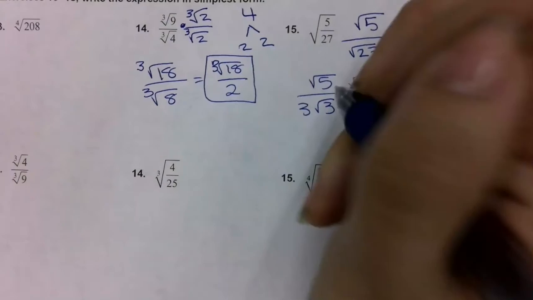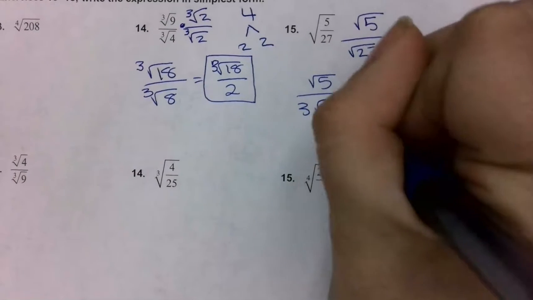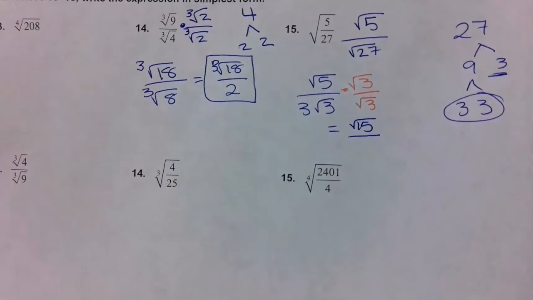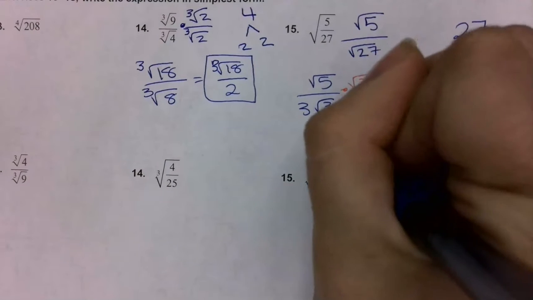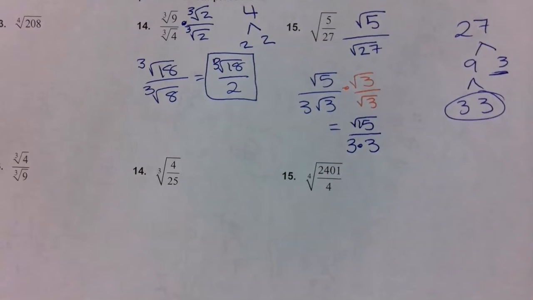So then what do I get on the top? Square root of 15. And on the bottom? No, it gives me 3 times 3, because I have the 3 from the outside and the 3 from the square root. 9.